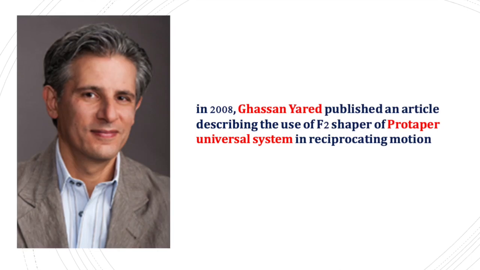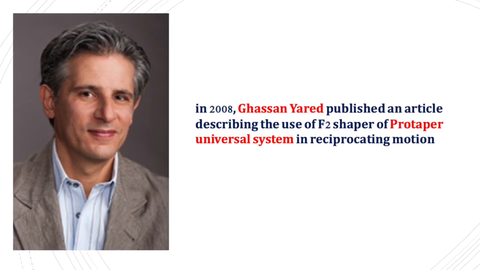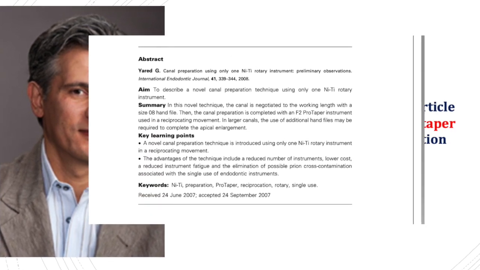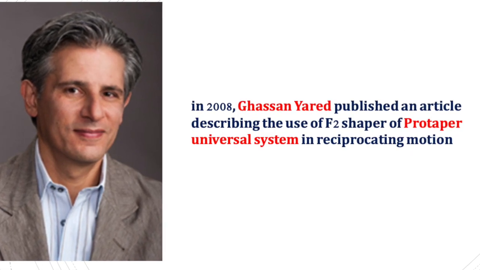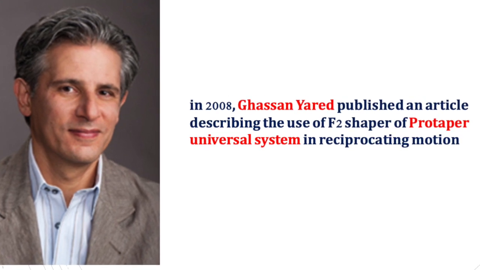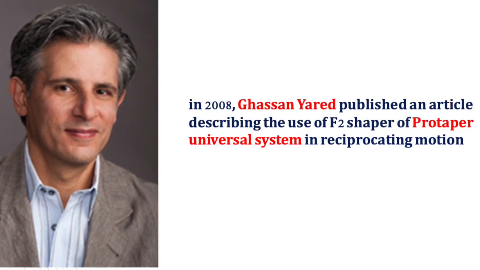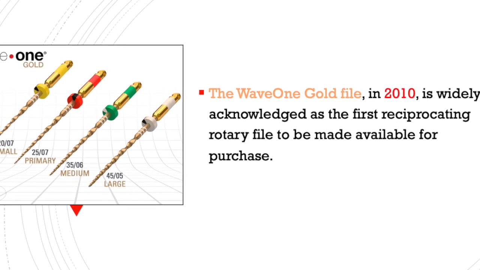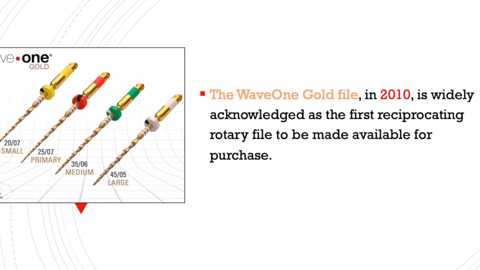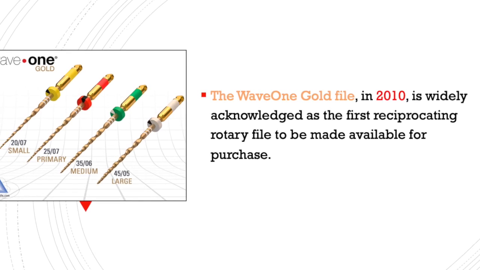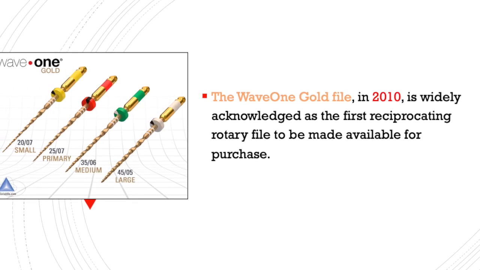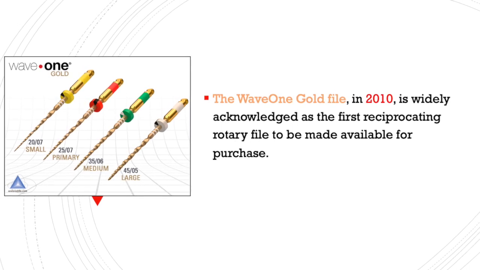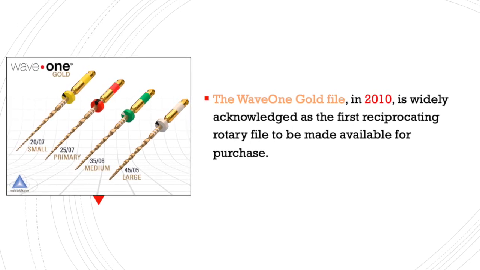In 2008, Ghassan Yared published an article describing the use of the F2 shaper of the ProTaper Universal System in reciprocating motion. The clockwise and counterclockwise movement would reduce the incidence of torsional fracture by taper lock. The first commercially available reciprocating rotary file is generally credited to be the Wave One Gold file, launched by Dentsply Sirona in 2010.